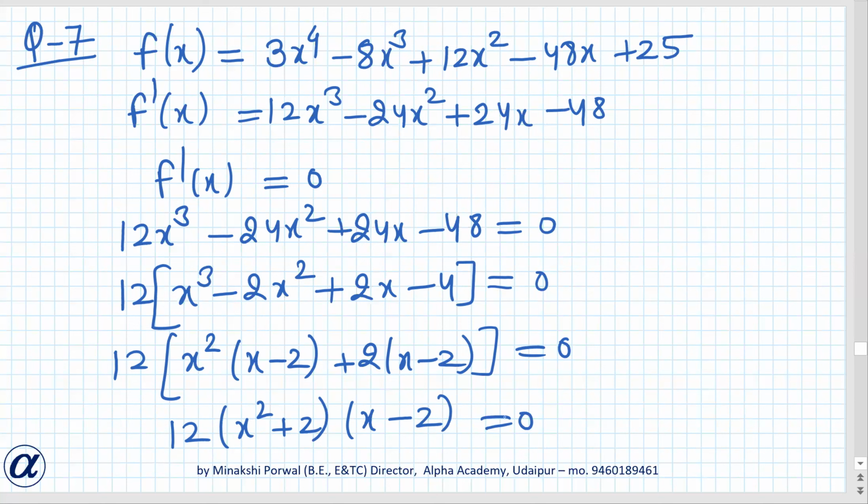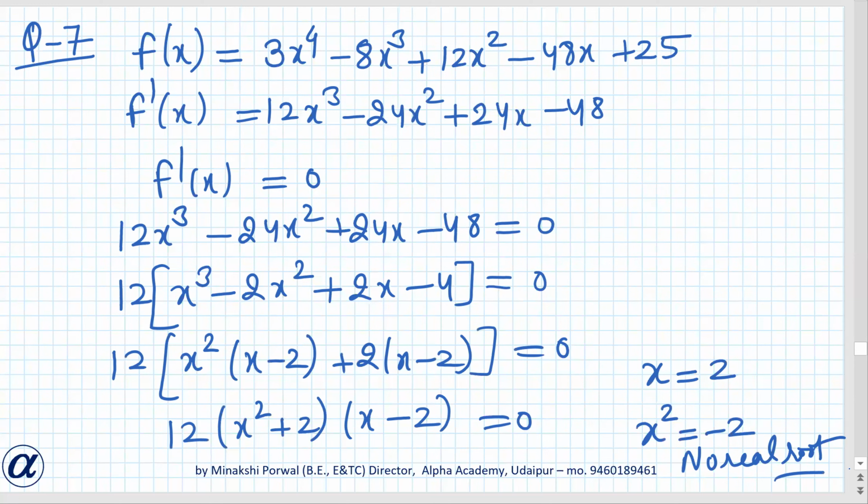So x equals to 2 is one of the roots. x square equals to minus 2, so no real root will be there. So we will not take this. Now x equals to 2. The interval in which the maximum and minimum value should lie is 0 to 3. So this 2 lies in this interval, and we'll find the value of the function at 0, 3 and 2.